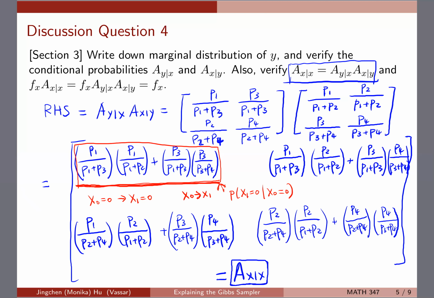Does that make sense? It's conditional, and it's transitioning in the context of the Gibbs sampler that we're doing. So I'm trying to find out the conditional probability of X1 equals 0 given X0 equals 0. And that should be my first element in this matrix. So if you get that, let's look at the term a little more carefully. It's the sum of two products.